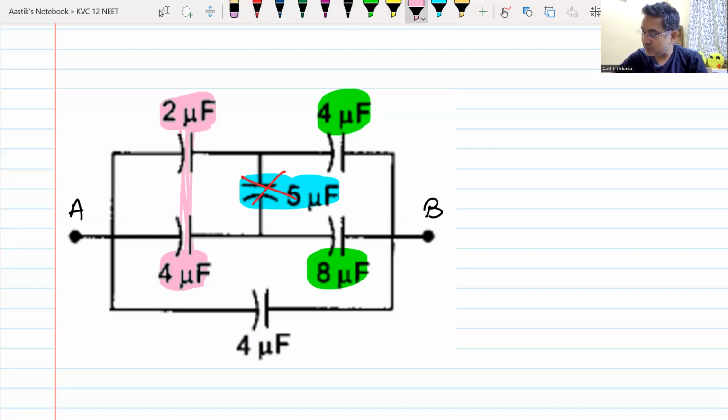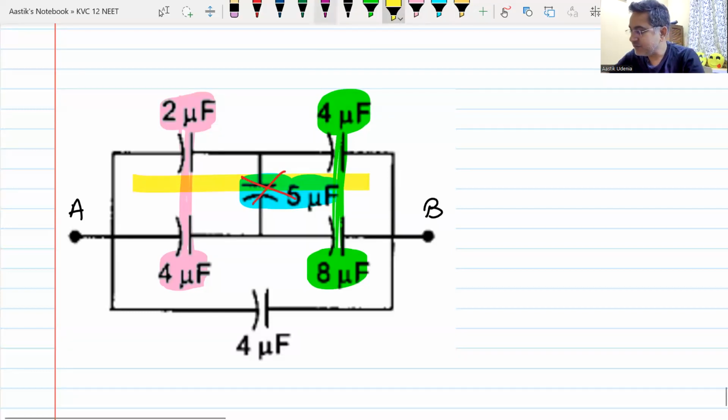This 2 and 4 come in parallel, sir, so this becomes 6. This 4 and 8 come in parallel, sir, so this becomes 12. This 6 and 12 come in series, sir. So the effective capacitance becomes 12 into 6 divided by 12 plus 6, and that is equal to 4, sir.